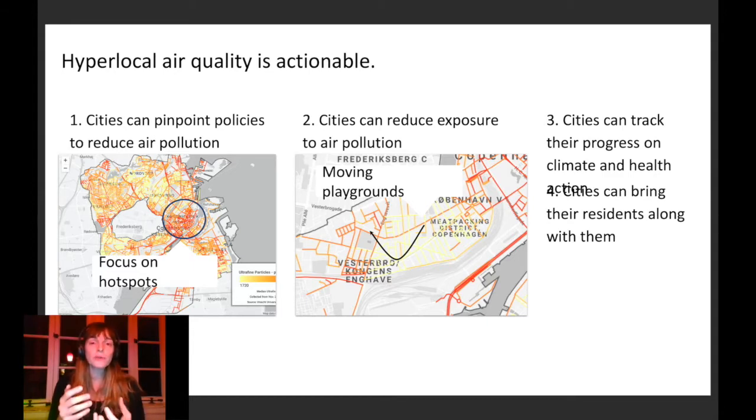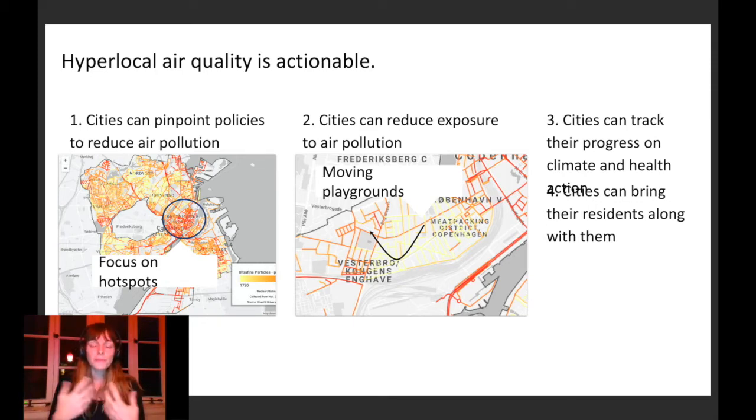Oftentimes, they might want to prioritize areas where vulnerable populations live, for example, youth or seniors, and be able to move or plan the cities, plan the neighborhoods to reduce exposure for those populations. And then they can track their progress over time of those actions, of those policies, if they measure year over year. And finally, they can bring the public along with them, which is always, of course, very important, so that the public sees the same data that the city's working off of.